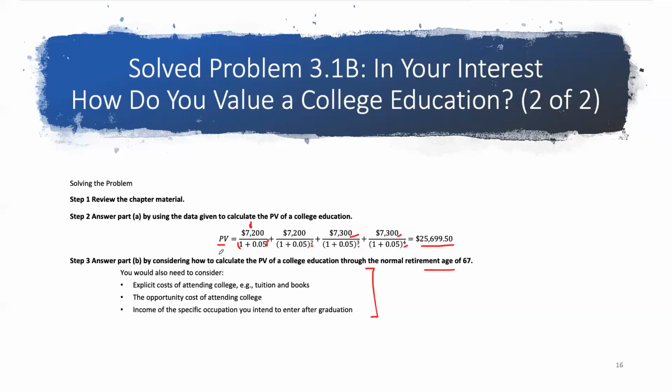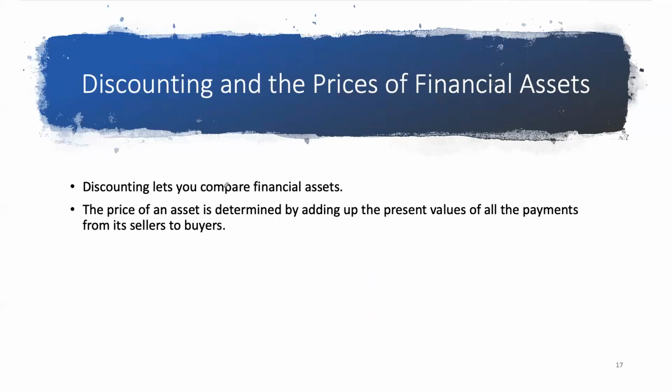So straight away you can start to put a price on these things, and that's the crucial thing with discounting, is that it tells us how to value these different cash flows that a financial asset throws off. Now we can begin to use that as a proxy for the price and begin to compare among different financial assets, right? So the price of an asset is determined by adding up the present value of all the payments from its sellers to its buyers, right?